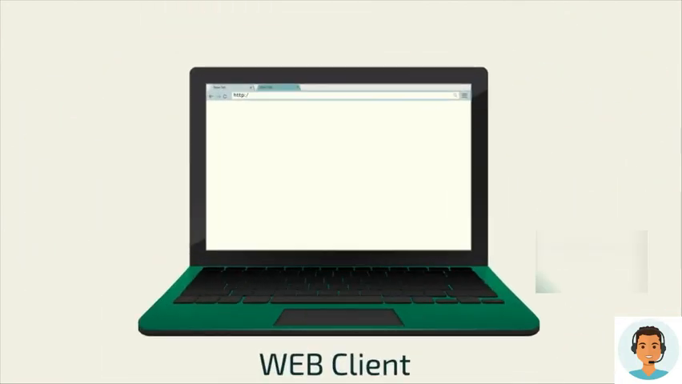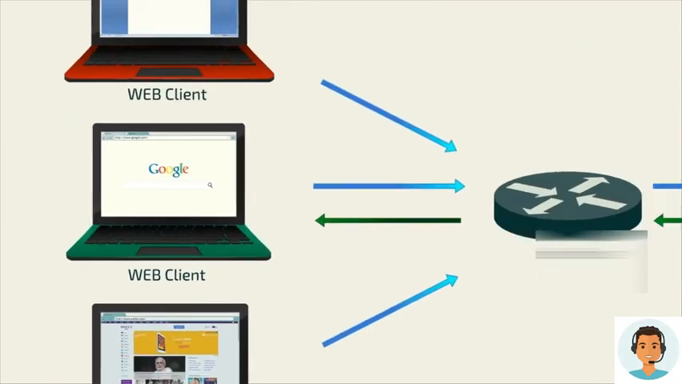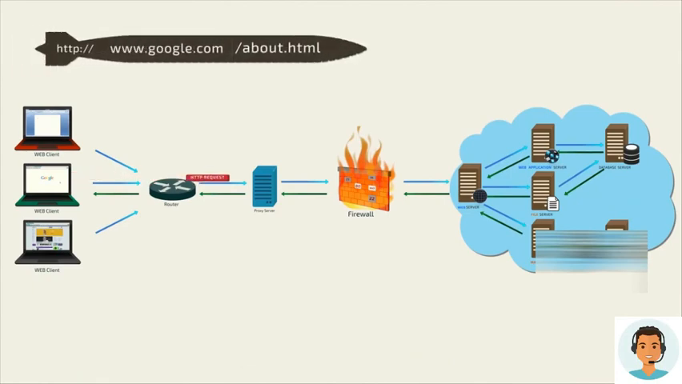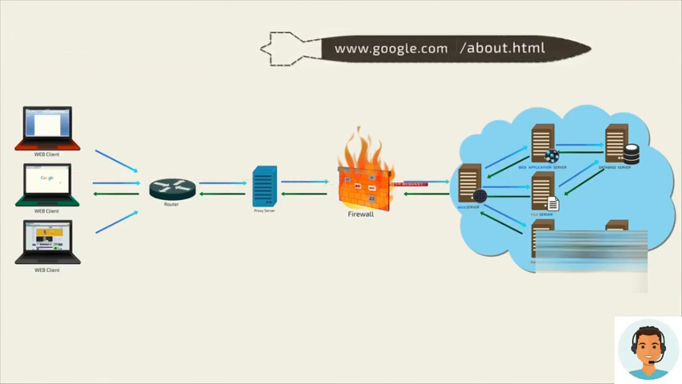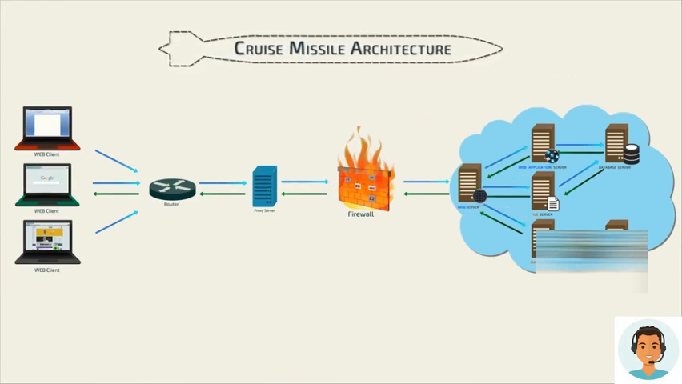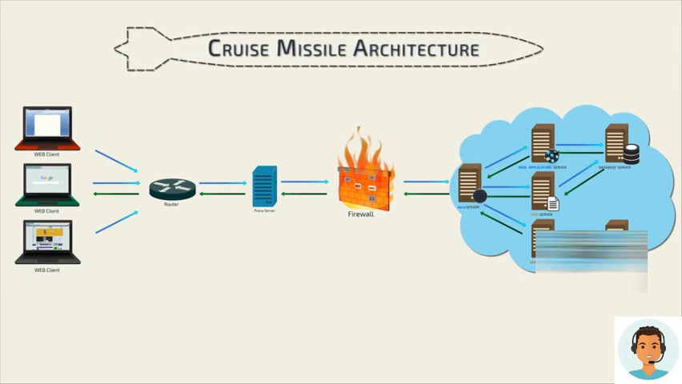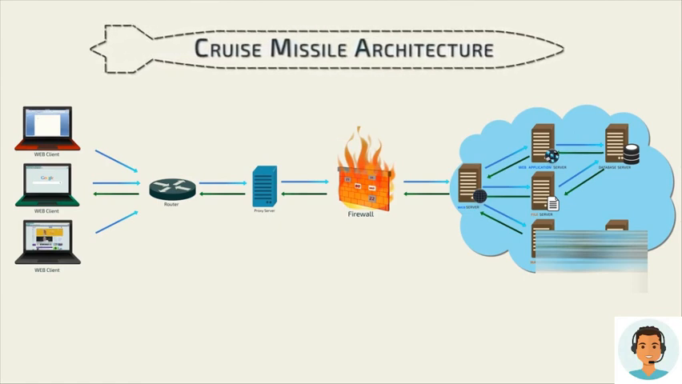Next time when a user requests google.com, instead of fetching the response from the server, the browser processes the request using previously stored responses from web cache. A request that passes through a router, proxy, firewall, web server, web application server, and database server to fetch a response looks like a cruise missile, thus making us christen this structure of working as the cruise missile architecture.